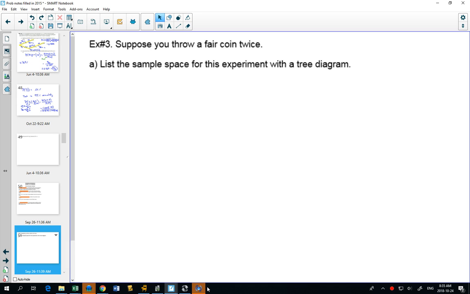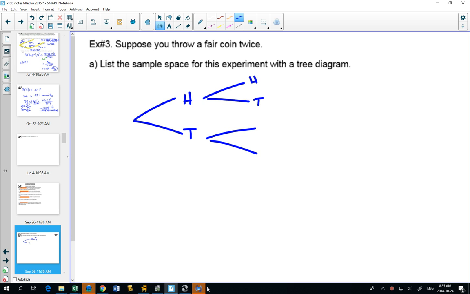Suppose you toss a coin twice. What's the sample space in a tree diagram? Well, first of all, what could happen? On your first throw, you could get a heads or a tails. And then you throw it a second time, and you could get heads or tails. So our sample space: you could get 2 heads, a heads and then a tails, a tails and then a heads, or 2 tails.